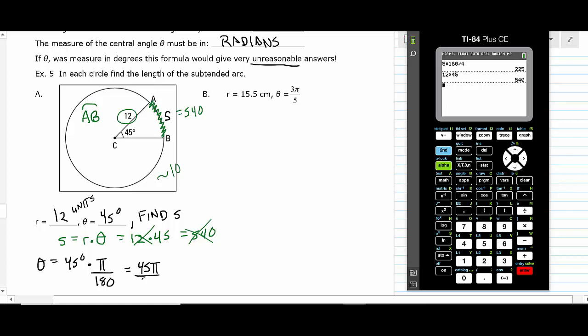Okay, what did I just say? Did I say 4 pi? No, you multiply by pi over 180. I wrote it wrong, but I may have said that wrong. Okay, so we do that.